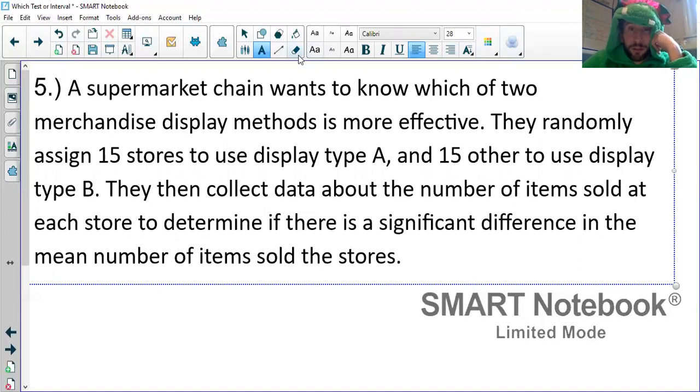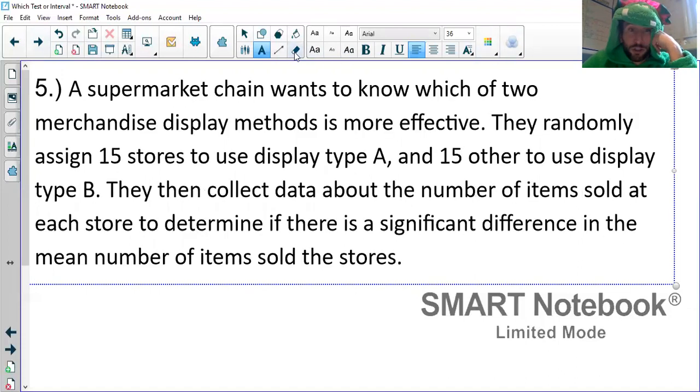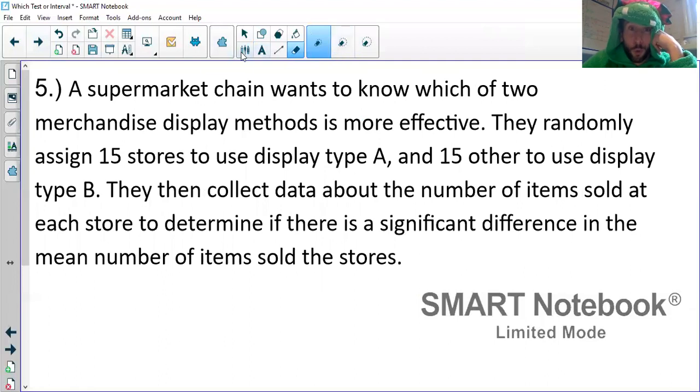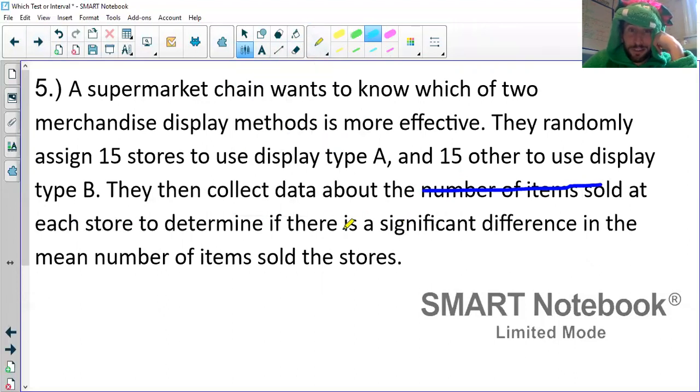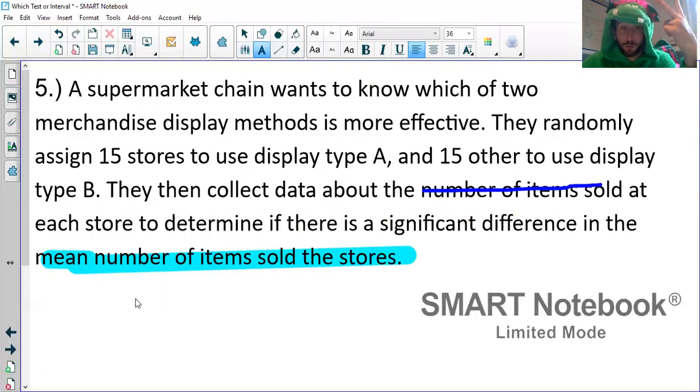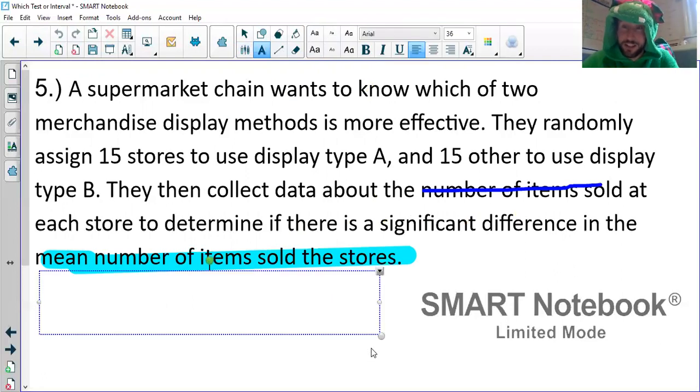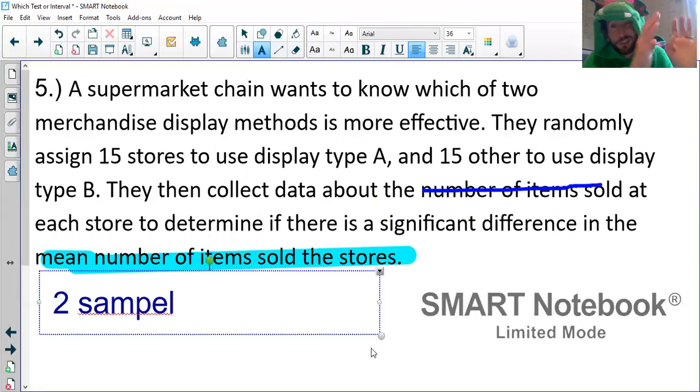So we collect some data about the number of items sold at each store. So we've got some quantitative data. And we want to know, is there evidence of a significant difference in the mean number of items at each store? So this time we've got 2 samples. We know it's T because we're talking means. Theoretically it could be Z if we had sigmas, but we don't have that. So this is our 2 sample T test, right?